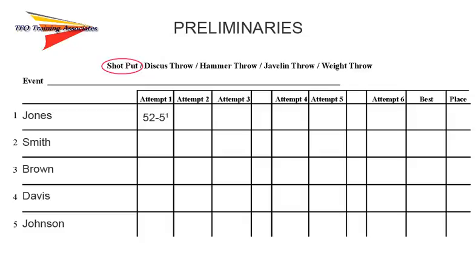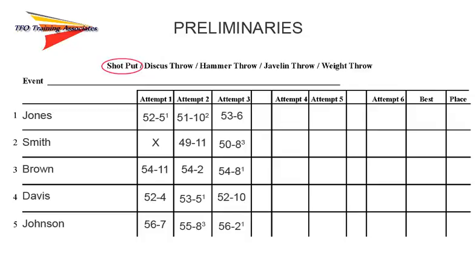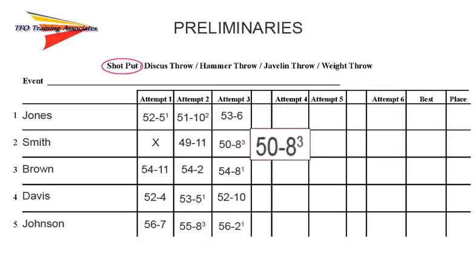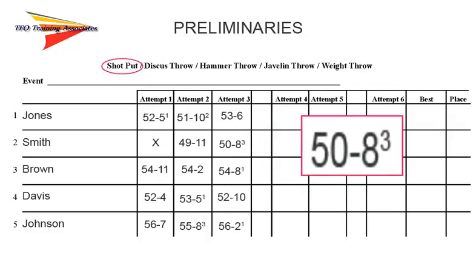Keeping the markings simple and clear will not only make for a cleaner sheet, but also for minimizing the chance for confusion later on. We will continue entering marks for the preliminary rounds. Note that to indicate 1/2 inch, we use a superscript 2, think of it as 2/4, and for 3/4 inch, we use a superscript 3.